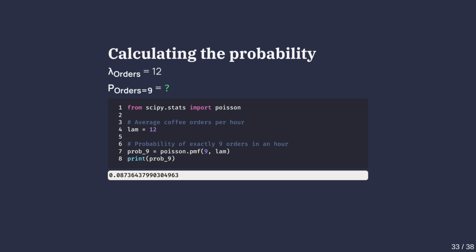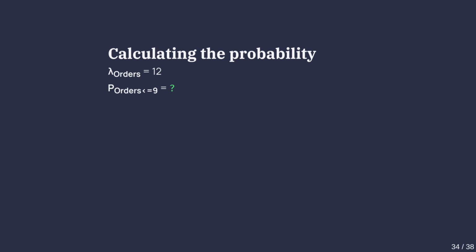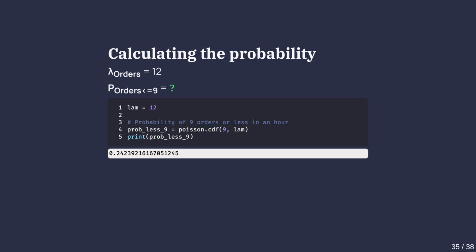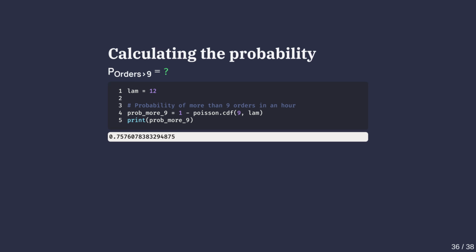or 8.7%. To find the probability of getting 9 orders or less, we will use the CDF function or the cumulative distribution function. As we can see, the probability of getting 9 orders or less is 0.24 or 24%. Since the probabilities add to 1, the complement rule gives us the chance of more than 9 orders by subtracting the cumulative probability from 1.